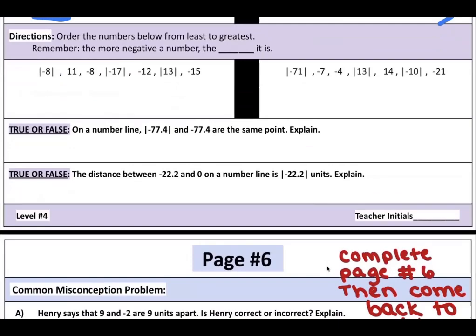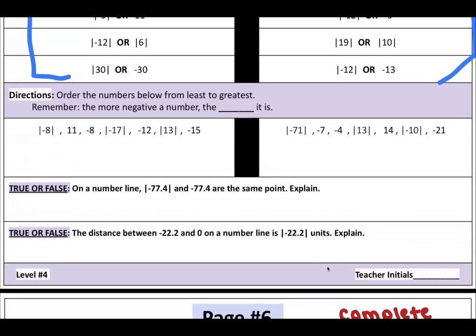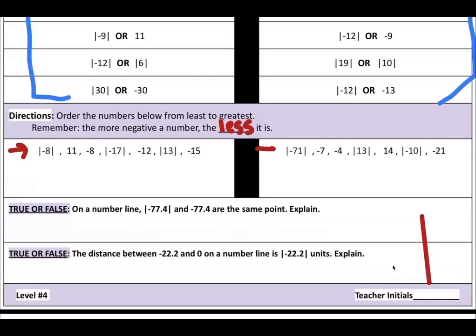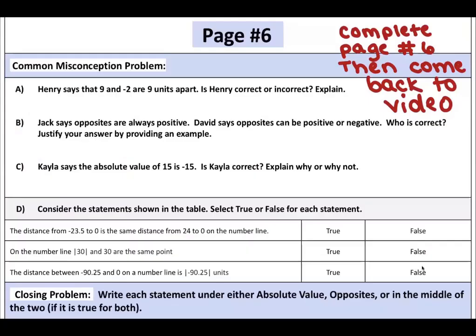This next section says order the numbers below from least to greatest. Remember, the more negative a number, the less it is. So you're going to order these numbers least to greatest. Don't forget that putting those lines around a number makes it positive. Complete the rest of page 5, then check in with your teacher if they want you to. Come back to the video for page 6. Go ahead and complete page 6, all of it on your own, then come back to the video.